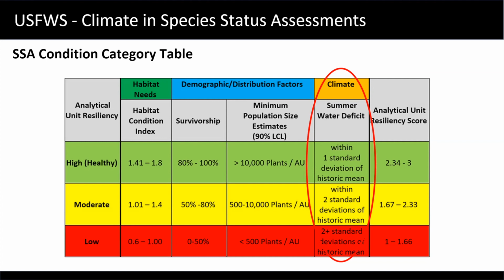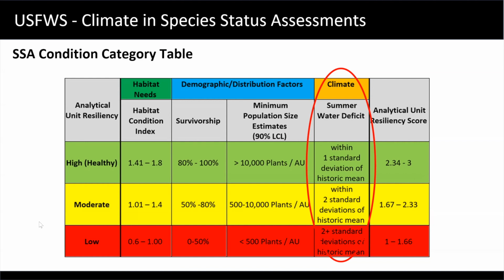Now, this is a hardy species that doesn't have a strong response to drought. We also used a similar approach for another SSA where that species is much more vulnerable to drought conditions. So in that case, we used a half standard deviation instead of a full standard deviation to delineate those thresholds. And the reason I'm pointing this out is that the data can inform these thresholds, but it's still our responsibility to figure out what these data are telling us about our species.